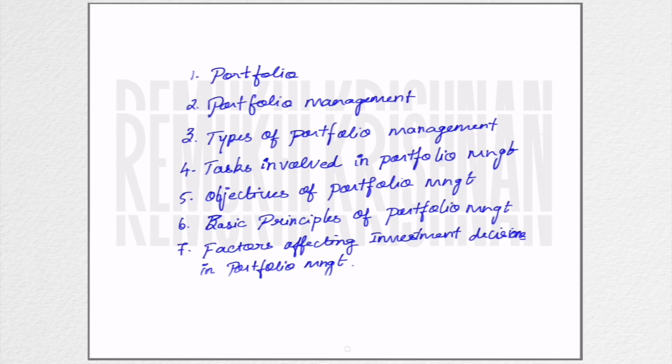As we used to, in our set of videos we will be having the checklist of concepts which will be discussed in the video, which comprises 7 points. It covers the concepts of portfolio and what is portfolio management, then what are the types of portfolio management and what tasks are involved in portfolio management, the objectives of portfolio management, the basic principles of portfolio management, and finally we will be closing this video discussing the factors affecting the investment decisions under portfolio management. Let us discuss the very first point, what is portfolio.